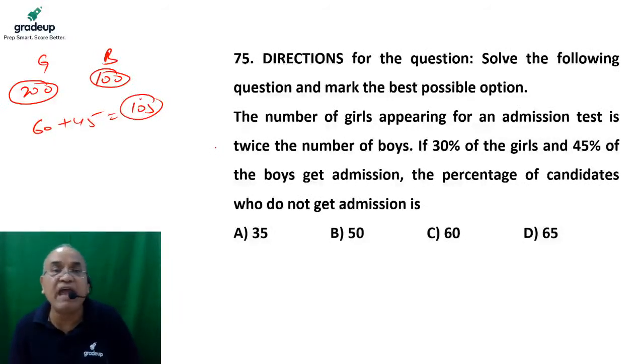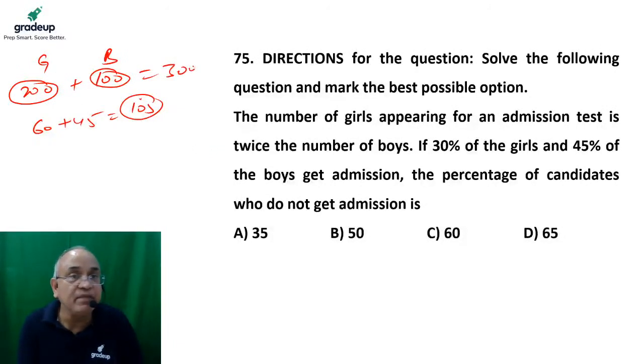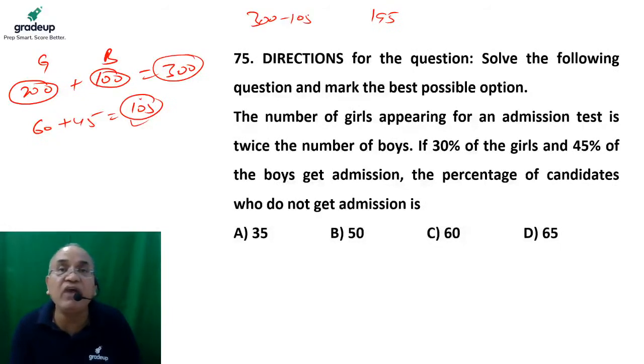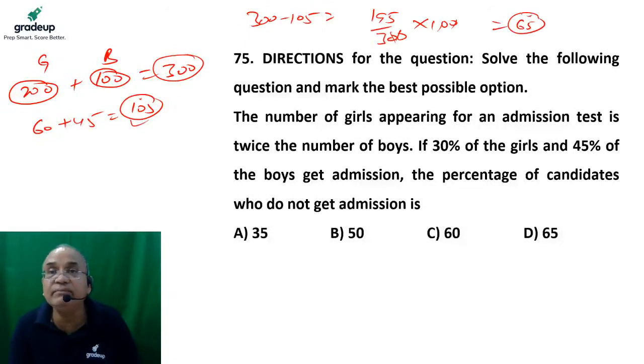Then the percentage of candidates who do not get admission. Total candidates are 300. Out of 300, 105 made it to the college. So 195 are left out of 300, multiplied by 100, then the percentage is nothing but what? It is 65. So 65% of students are left out. So the correct answer is D.